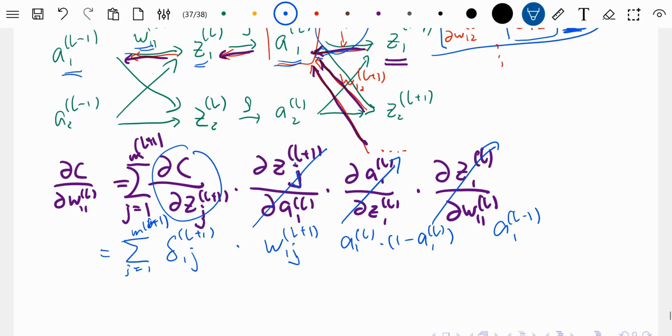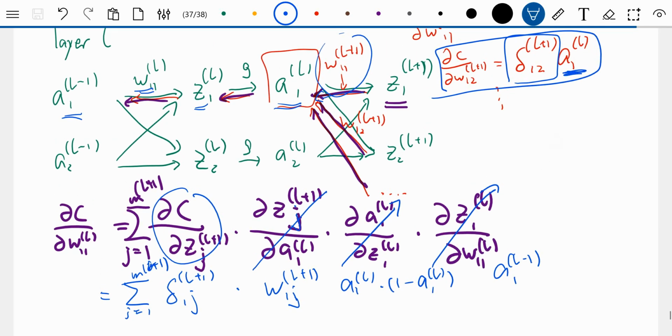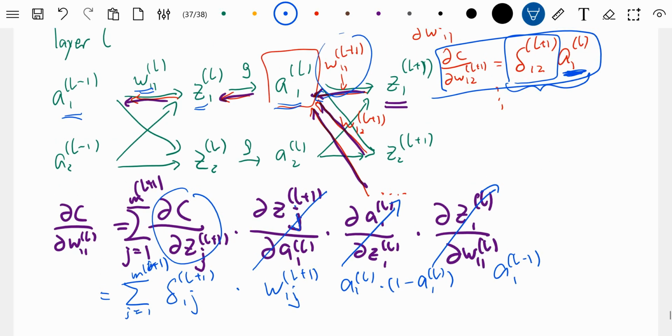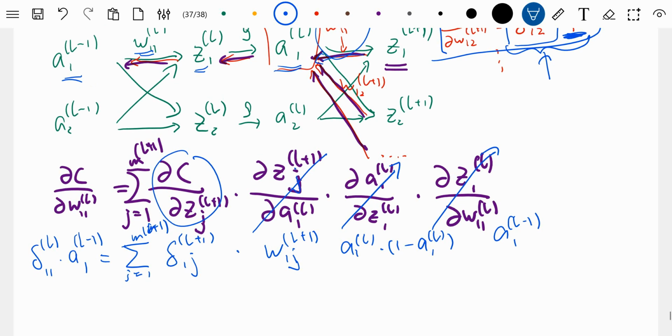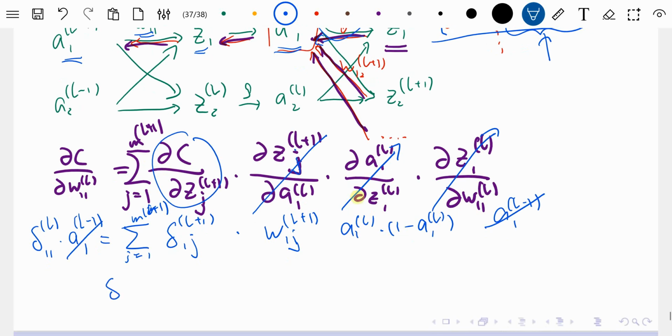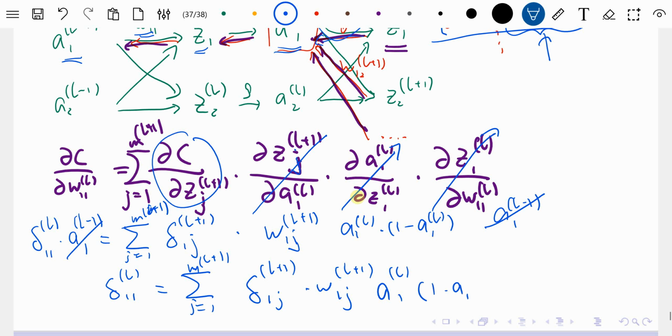Because we're trying to do induction, this must be equal to some kind of delta L. And remember, this form should hold for every layer. So for the next layer, it looks like this. For this layer, it must look the same. So this should look like delta 1,1 at level L multiplied by A1 at level L minus 1. Okay, so let's change this a bit. This 2 would cancel out, so we're left with delta 1,1 is just the sum over j of delta 1j at level L plus 1, and W1j L plus 1, A1 L. We get the recursive formula.